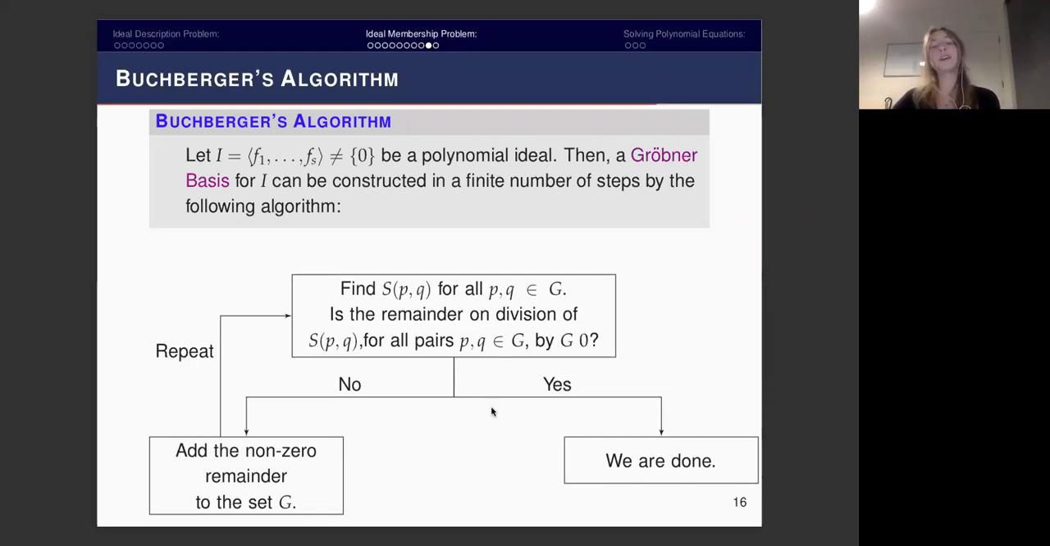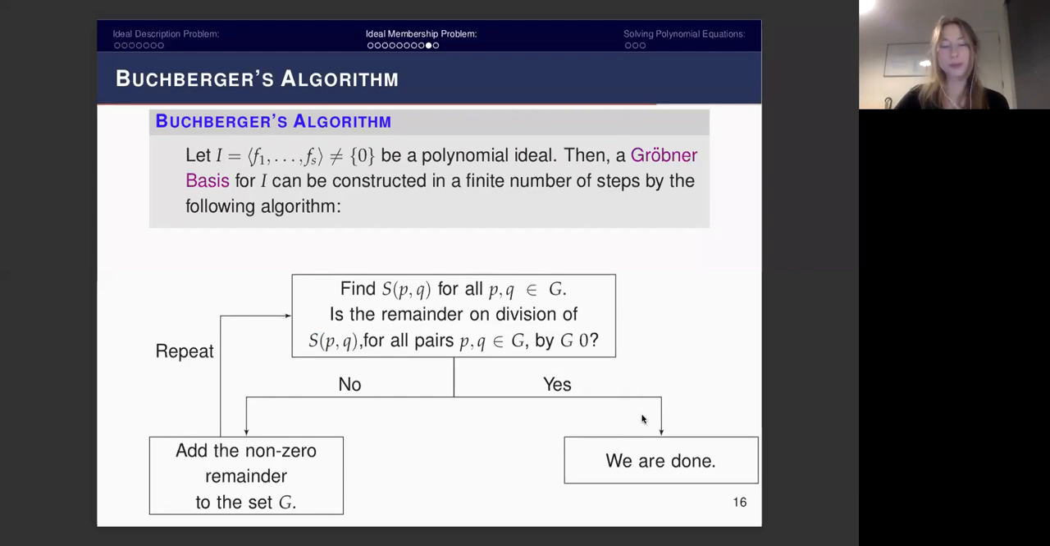Let's have a non-zero ideal. Then the Grobner basis for I can be constructed as follows. First, I must find for all pairs the S polynomial defined by the pairs P and G, for all P and G in capital G. Then I must check the remainder on division of these S polynomials for all pairs P and G in the capital G. And if I find out that for all of them the remainder is 0, then by Buchberger's criterion we just stated, we are done.